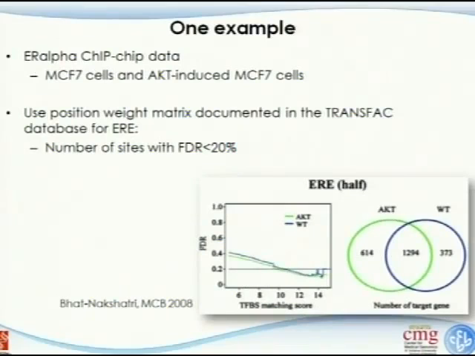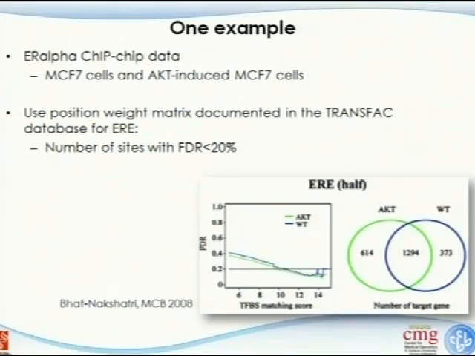This is published actually from our group in 2008, and the PI of this project is Dr. Harunaka Shatri in Cancer Center. So you can see that at that time it was the estrogen receptor alpha ChIP data, and we used MCF7 cells and AKT-induced MCF7 cells. So 2 different conditions.